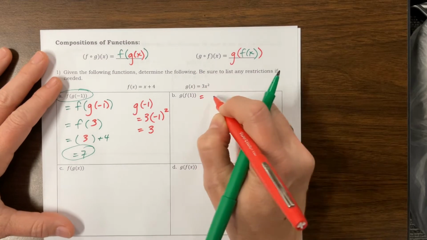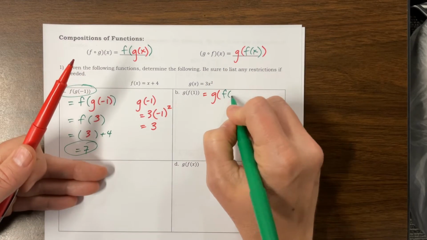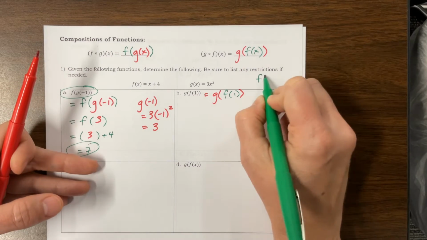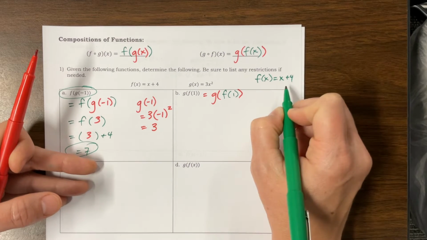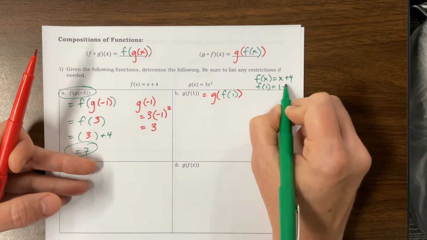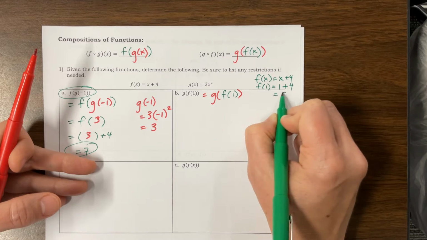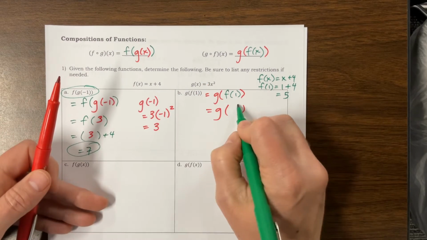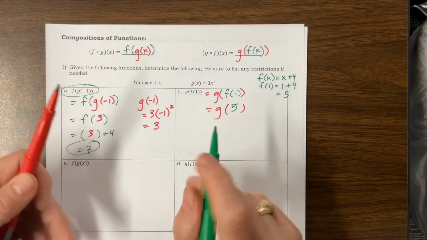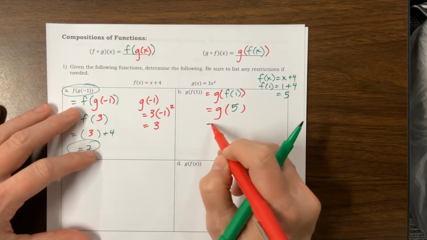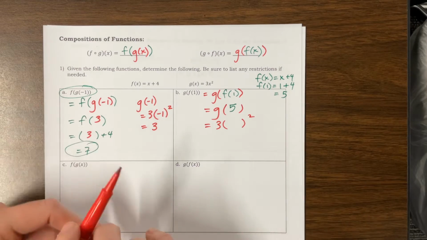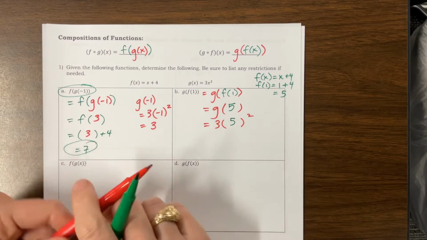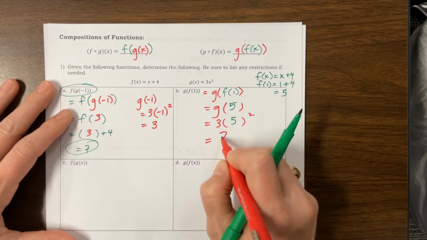This one would be like saying g of f of 1. So what is f of 1? f of x was equal to x plus 4, so wherever I had an x, I'm now putting in a 1. 1 plus 4 is equal to 5. So this becomes g of 5. See how f of 1 is equal to 5? And g is 3 times something squared. That something used to be an x, now we're putting in a 5. 5 squared is 25. 3 times 25, if I have 3 quarters, I have 75 cents.